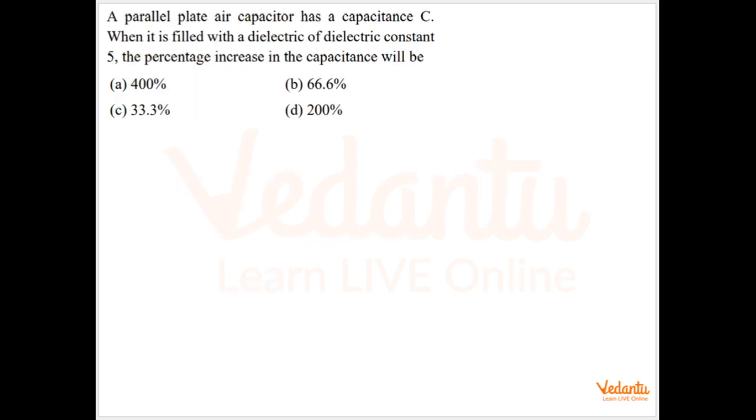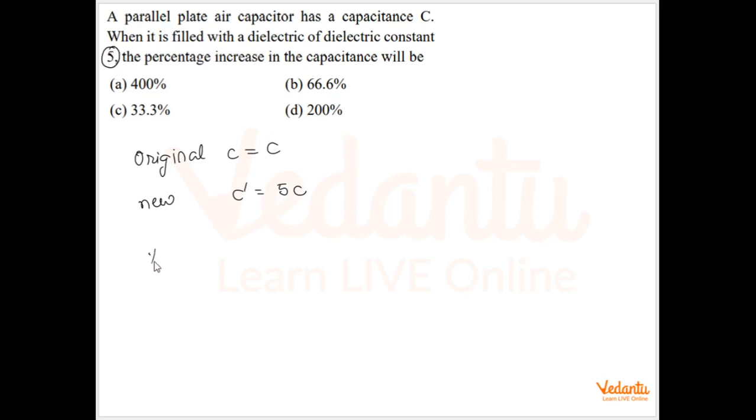In this question, the capacity of a parallel plate capacitor in air is C. It is then filled with a dielectric of constant 5. We have to find the percentage increase in the capacitance. So beta, the original capacitance will be equal to C. The new capacitance C dash will be equal to 5 times C, because the dielectric constant is 5.